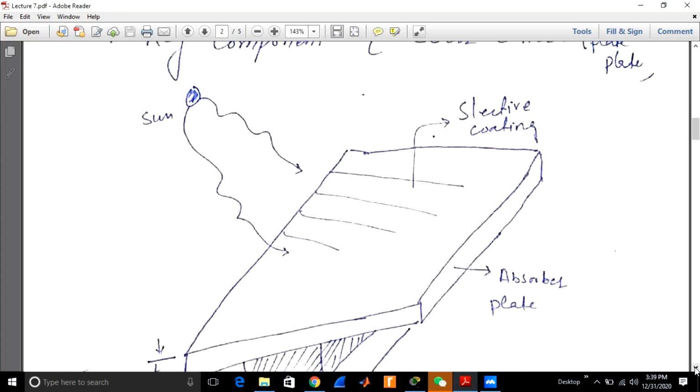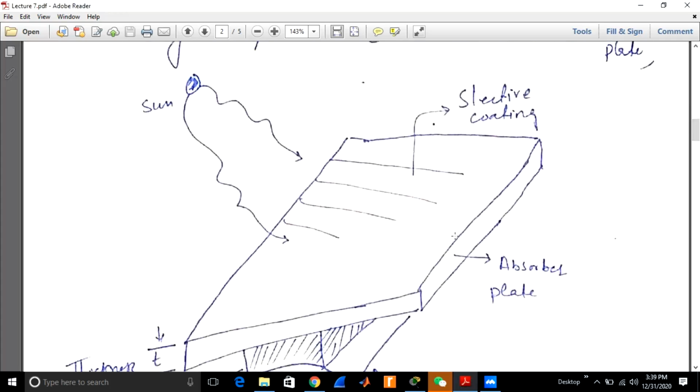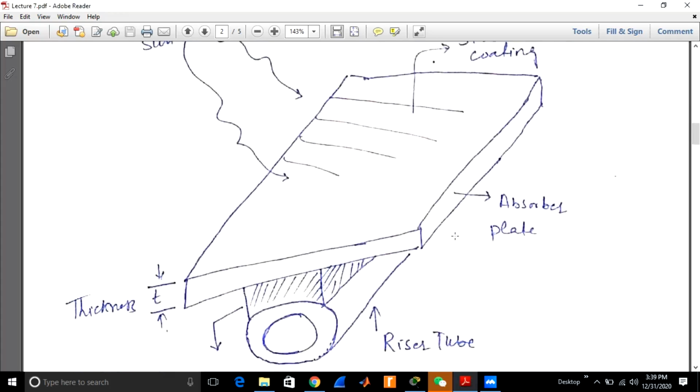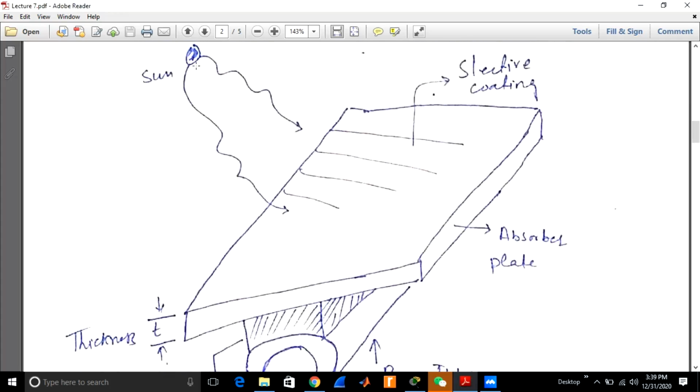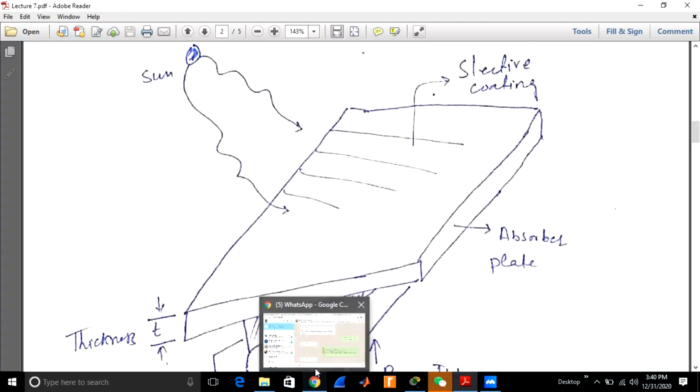So the key component of the solar collector, now we are discussing the flat plate collector. This is the sun, and the rays come from the sun to the plate. At the top of the collector there is a special coating called selective coating. And what's the function of selective coating? It will be discussed in a moment.